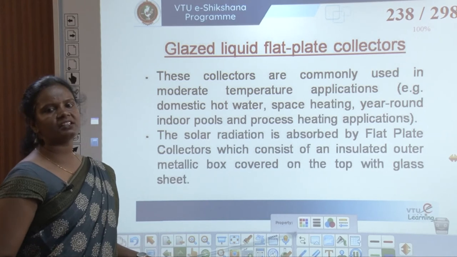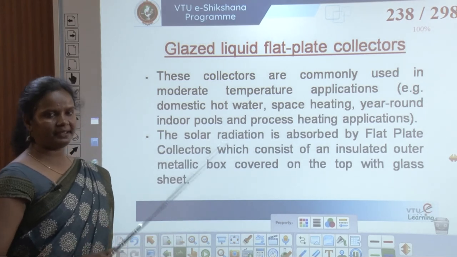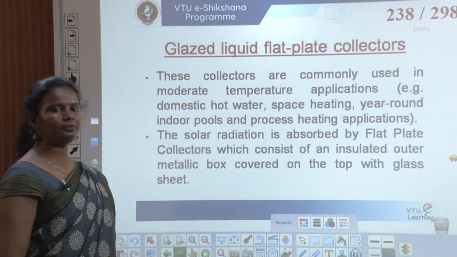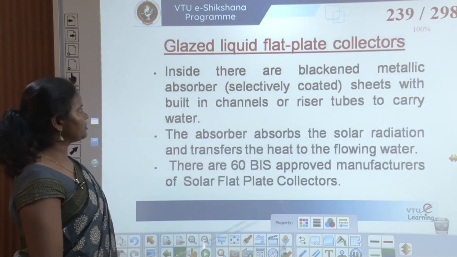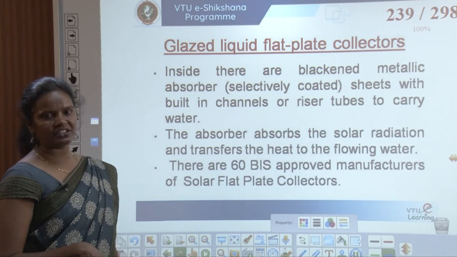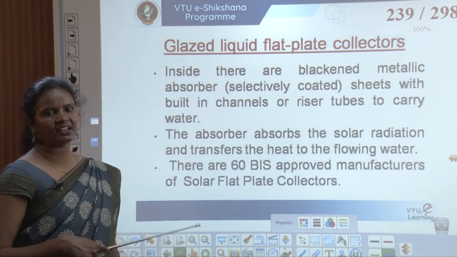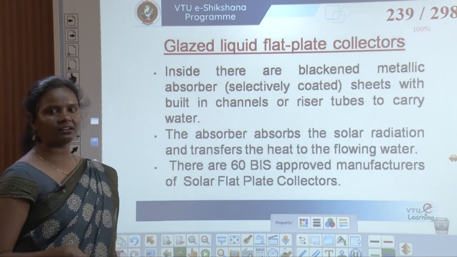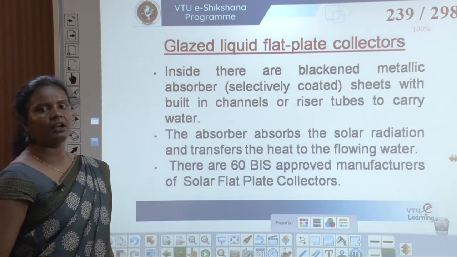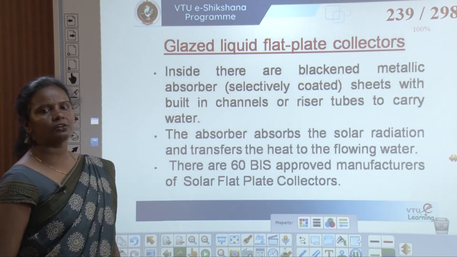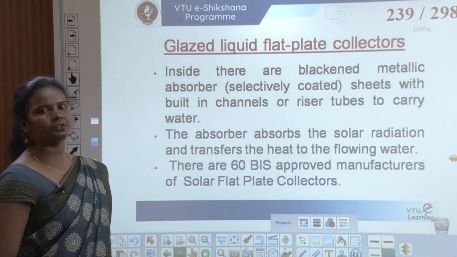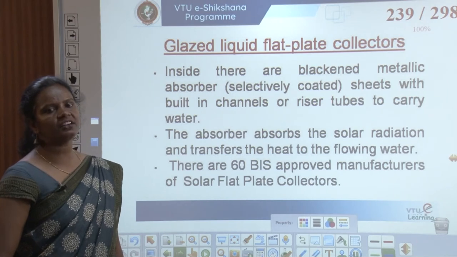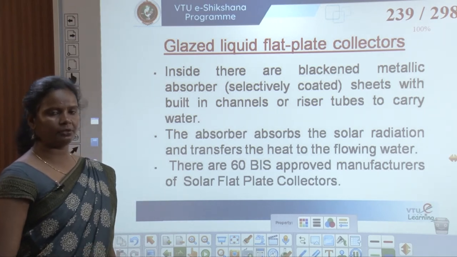The solar radiation is absorbed by flat plate collectors, which consist of an insulated outer metallic box covered on the top with a glass sheet. So that's what we explained in the image. Inside there are blackened metallic absorbers, selectively coated, with built-in channels of riser tubes to carry water. The absorbers absorb the solar radiation and transfer the heat to the flowing water.